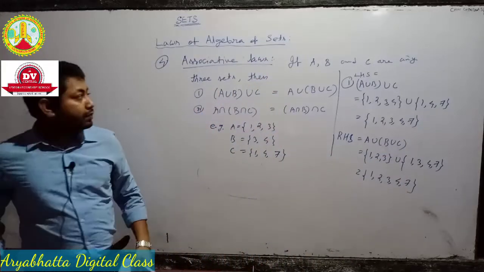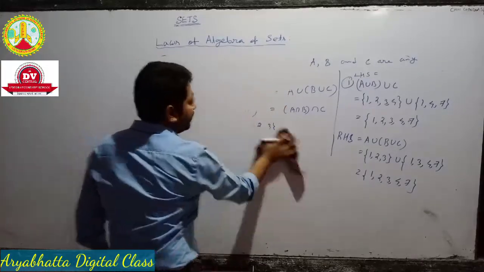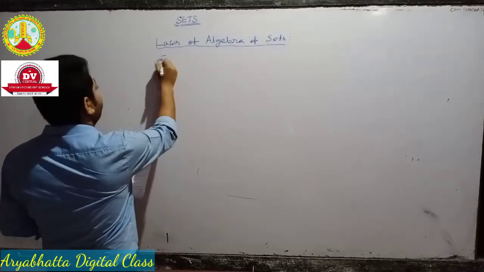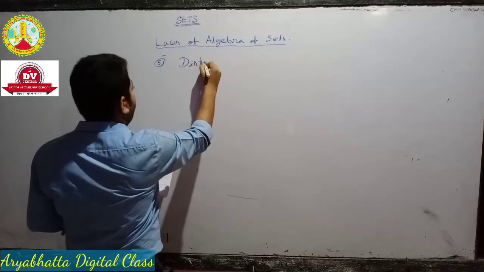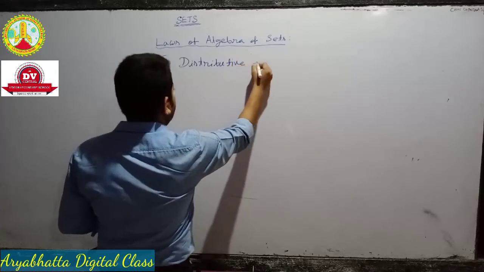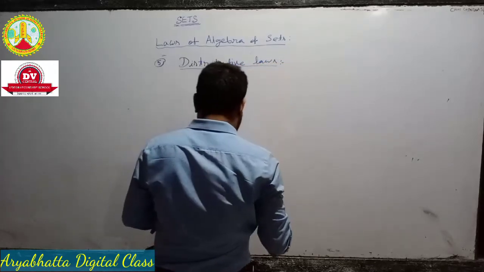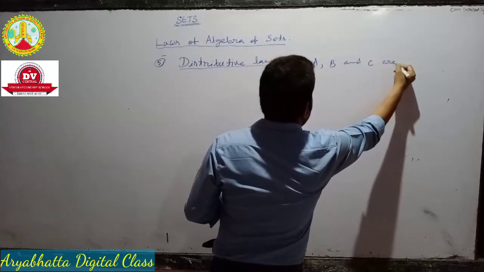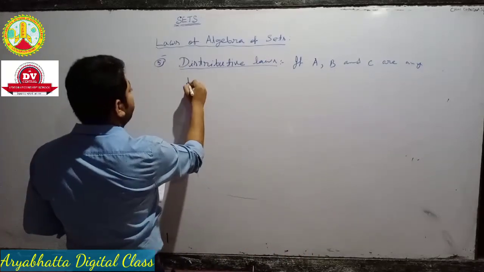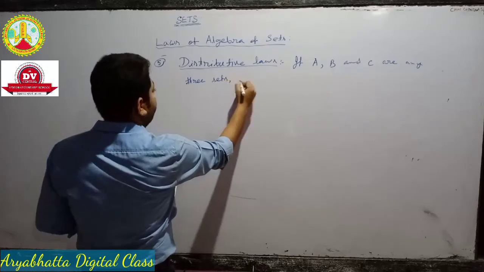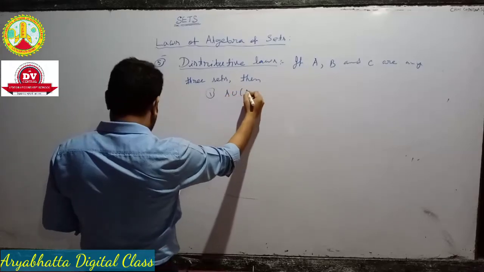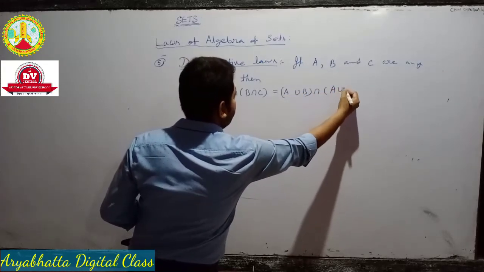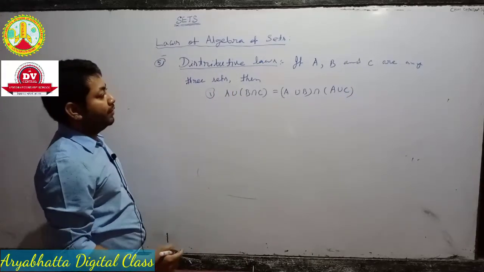Next, number 5, distributive law. If A, B and C are any three sets, then number 1, A union (B intersection C) is equal to (A union B) intersection (A union C).